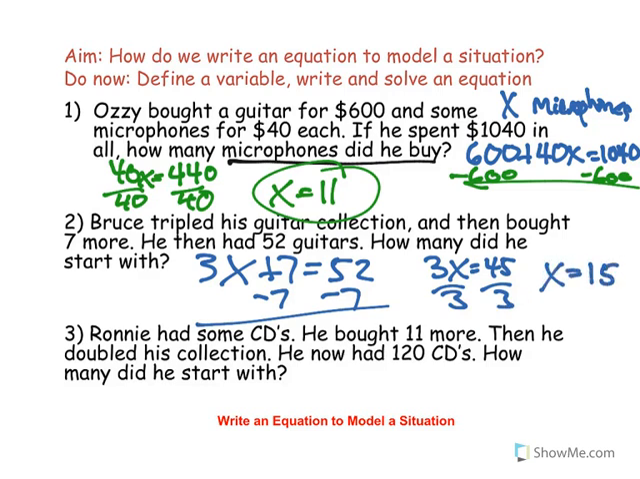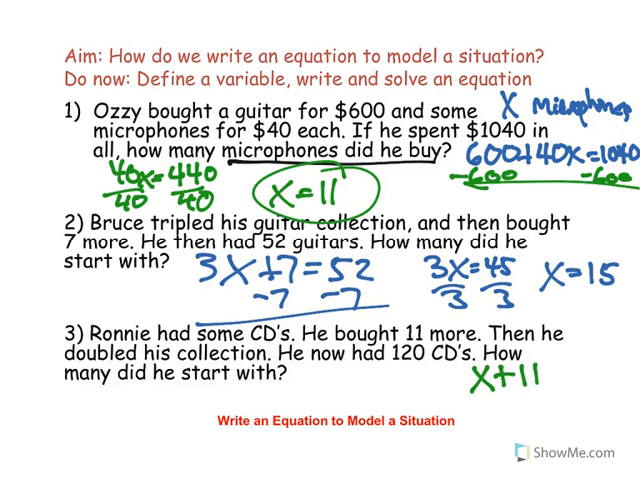All right, and then look at number 3. It says Ronnie had some CDs, he bought more, he doubled, now he's got 120. How many to start with? So I'm going to say let X represent the amount he started with. So he started with X, and what's the first thing that happens? He bought 11 more. So as of right now, he started with X CDs, he's got 11 more, he's got an X plus 11 CDs.